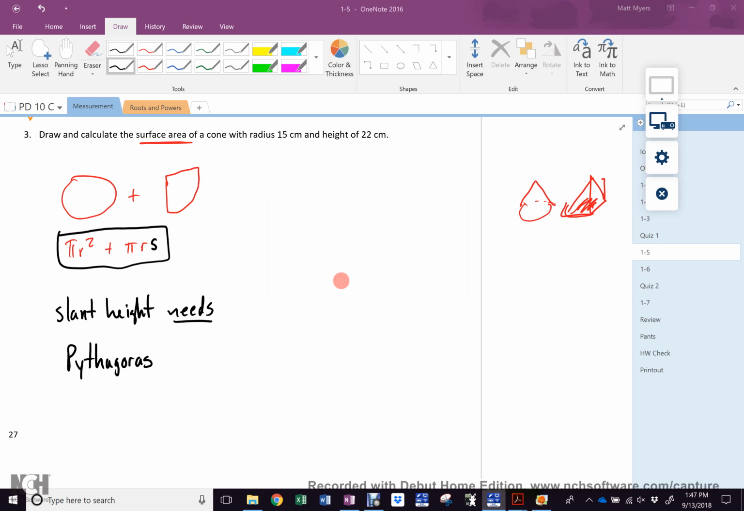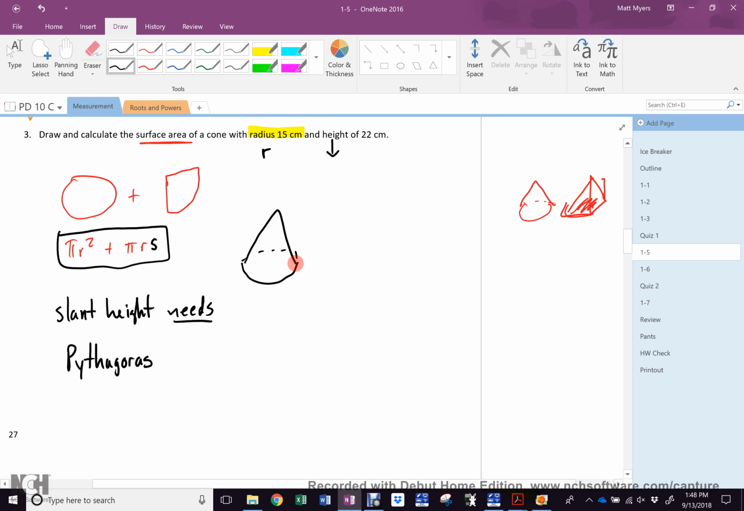It hurt. Okay, so what do I know in this cone? Do I have a radius? So I have an R. What else do I have? Height. Do I need height? What do I need? Slant. Slant needs Pythagoras, so I need height to find my slant, don't I? So what would it look like? Well, here's my cone. The radius is 15, right?